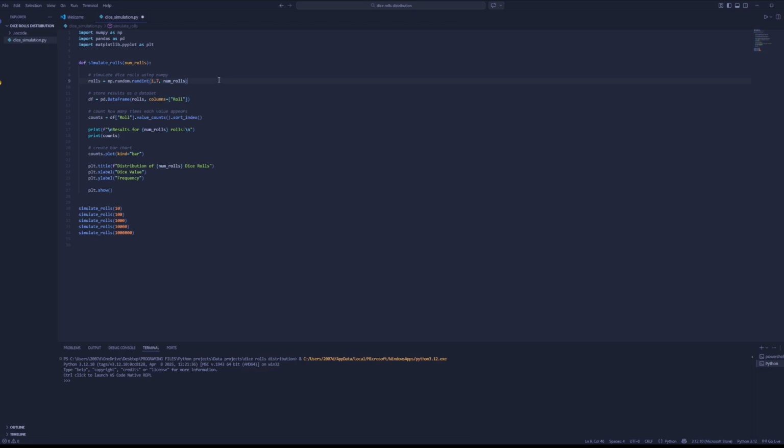This is what is going to be simulating the dice rolls using NumPy. This is going to be storing the results as a data set. And then this line of code here is just going to be counting how many times each value appears. And then this is what's going to be making our bar chart.